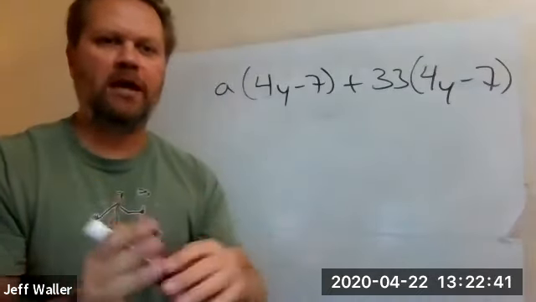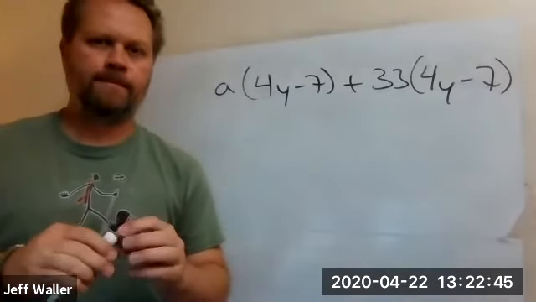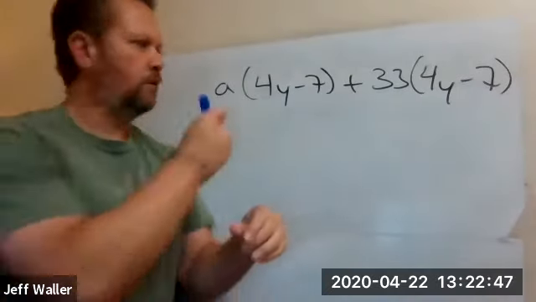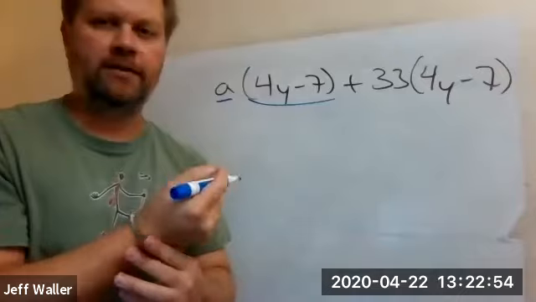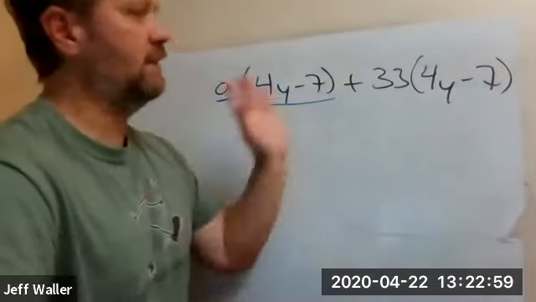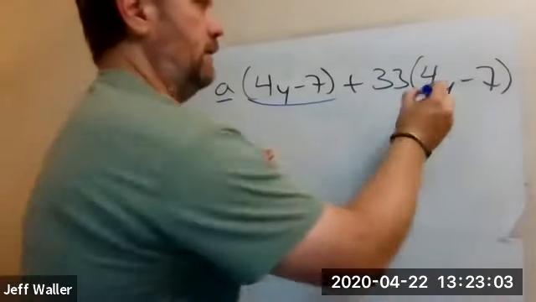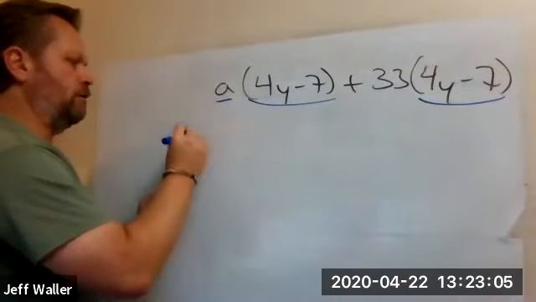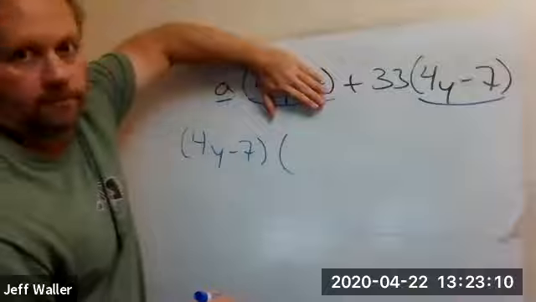So what do they both have in common? Do they both have an a in common? Or 4y minus 7. They have a 4y minus 7 in common. I love it. Don't say y. Ain't nothing up there got a y. Don't say 4y. They have a 4y minus 7 in common. So what do I take out? 4y minus 7. And what's left? A plus 33.